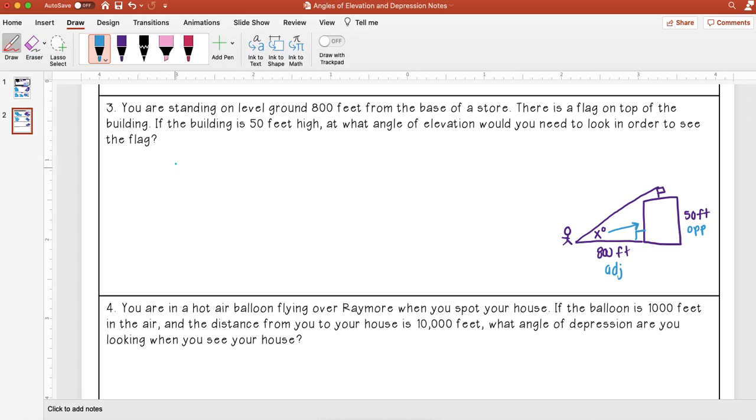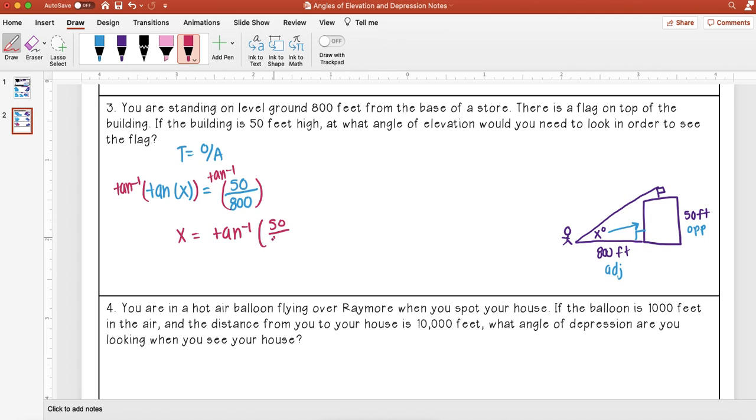So thinking of SOHCAHTOA, this is going to be TOA because I have my opposite and adjacent. So I'm going to have tangent of my given angle, which here is x, I don't know it, is equal to my opposite, which is 50, over my adjacent, which is 800. And now if you recall, to get rid of this tangent and move it to the other side, I need to take tangent inverse of both sides. So now I have x is equal to the inverse tangent of 50 over 800.